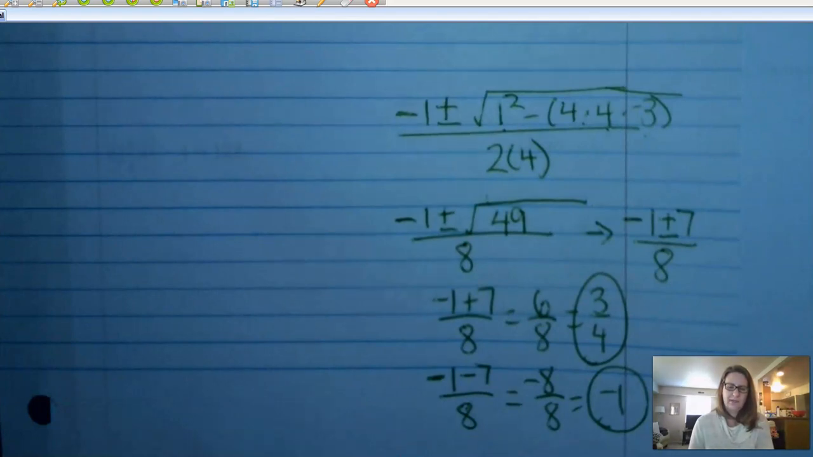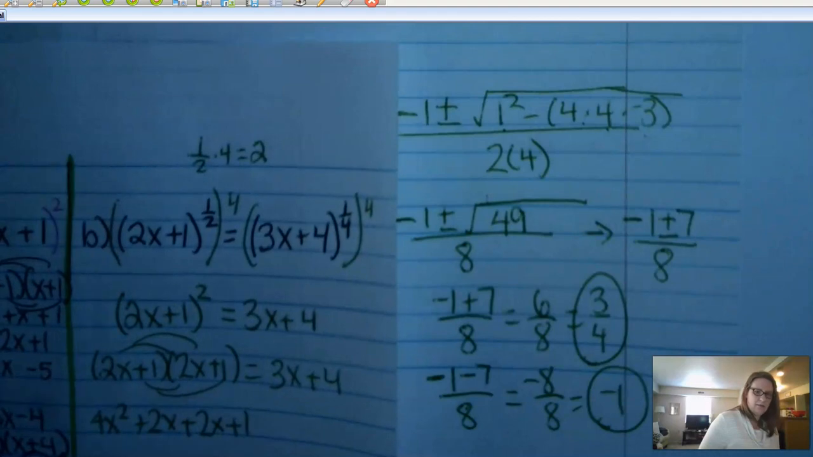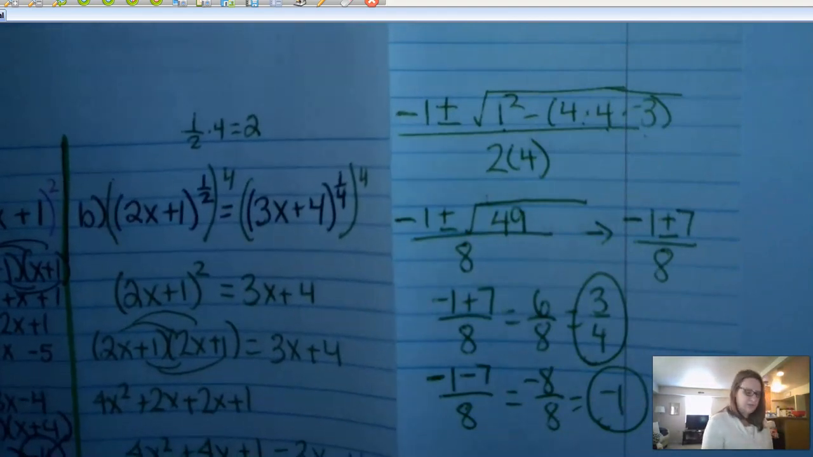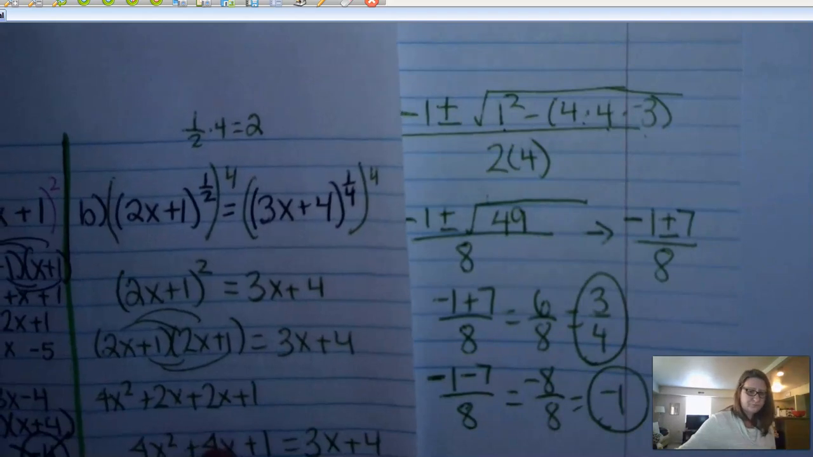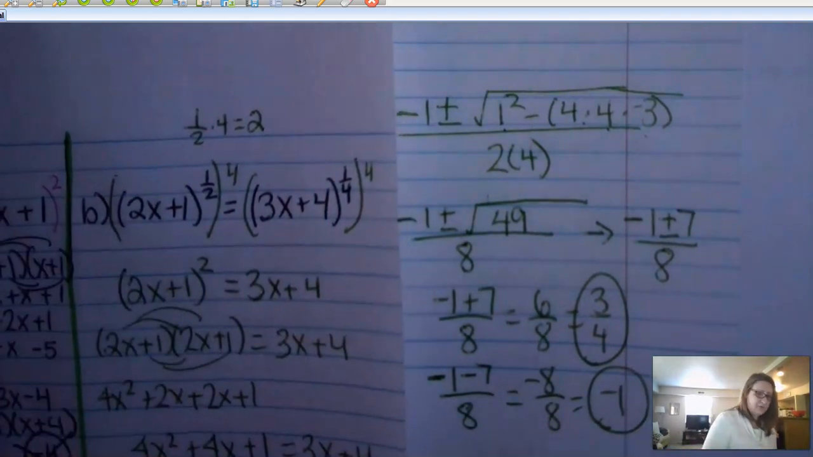Okay, now here's what we've got to do. We've got to check because we have these expressions. So I just cut the original problem so we could see this at the same time. So these are the two answers I've got to check, the 3/4 and the negative 1. If you remember, this is a square root and a 4th root, and I cannot do either one of those for a negative number.